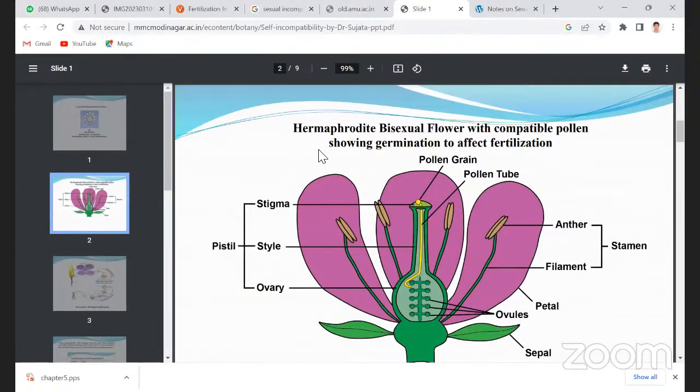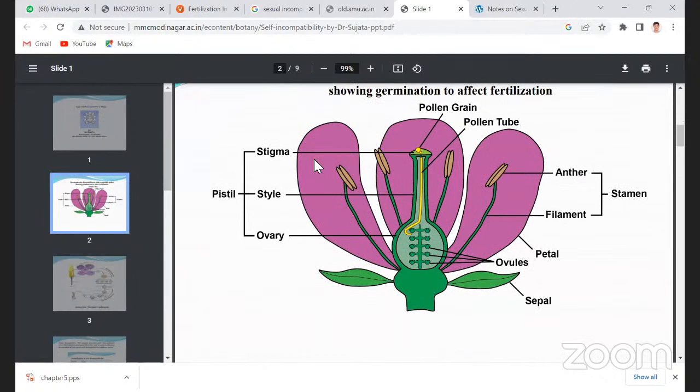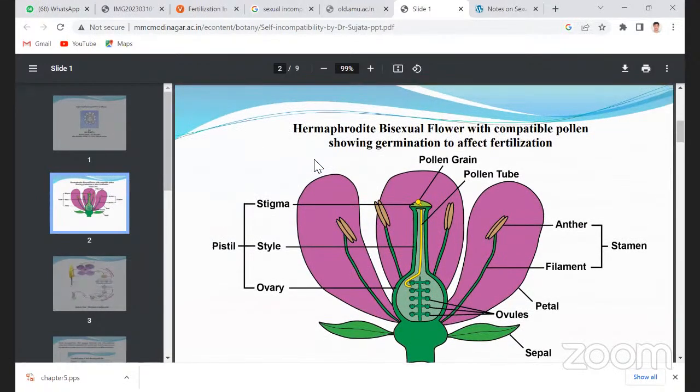So once again, you see the flower diagram. The hermaphrodite bisexual flower with compatible pollen showing germination to effect fertilization. These are the pollen grains, these are the pollen tubes, the anther, that is the filament, the total is the stamen. That is the petal, the oval is the sepal, this is the ovary, the yellow color is the pollen grain. On the upper side are the pollen tubes, this one is the stigma, this one is the style, and the ovary. This entire part is the pistil. This one is the stamen.